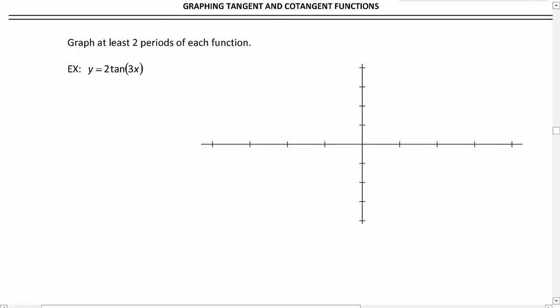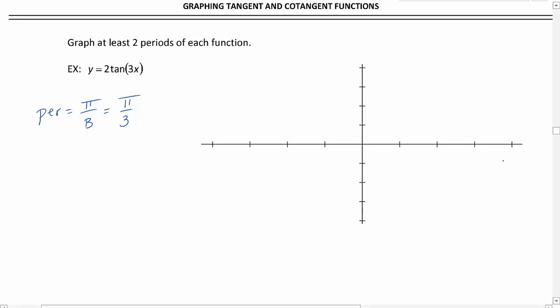So let's graph two periods of y equals 2 tangent of 3x. You'll notice there's not a horizontal or a vertical shift here, so this will only take one graph to graph it. We start by identifying our period. Our period is pi divided by b. So that's going to be pi divided by 3 for our period.